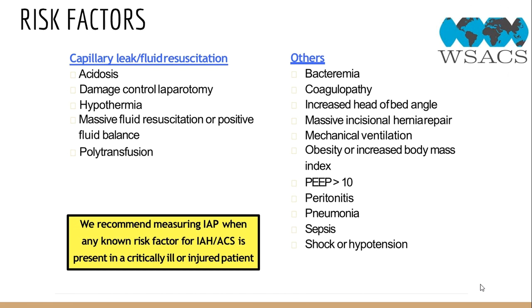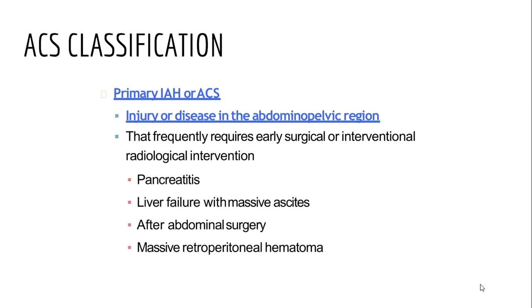The society guidelines recommend measuring IAP when any known risk factor for intra-abdominal hypertension is present in a critically ill or injured patient. So in patients with all these risk factors, we should measure the intra-abdominal pressure.